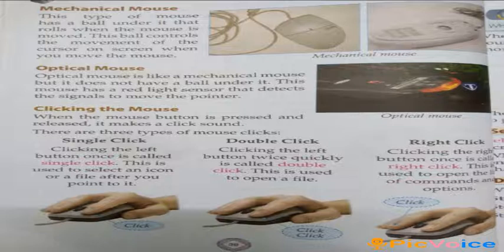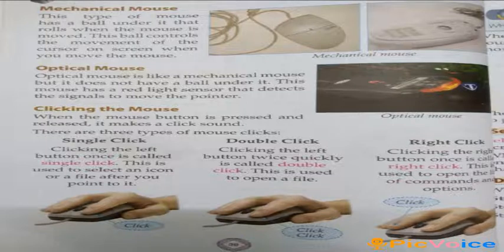Then optical mouse. Optical mouse is like a mechanical mouse, but it does not have a ball under it. This mouse has a red light sensor and it shows signals to move the pointer.